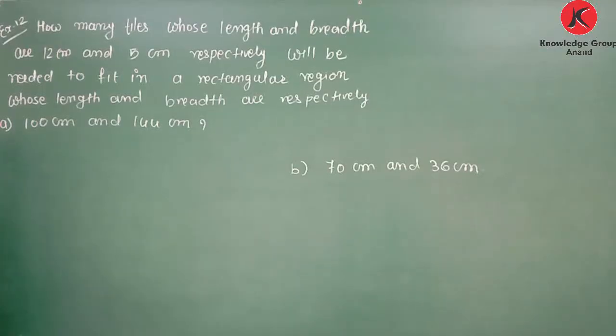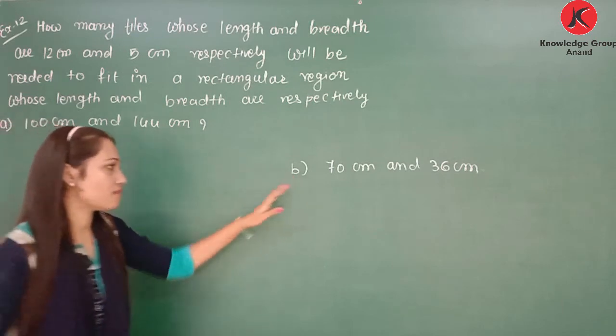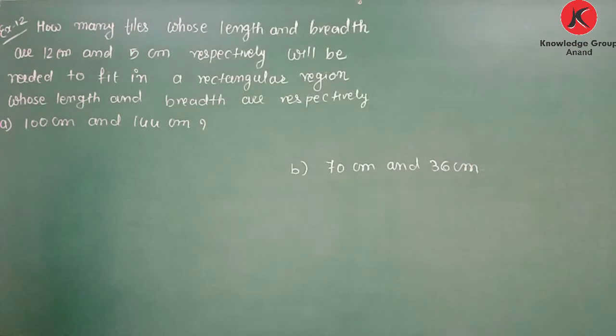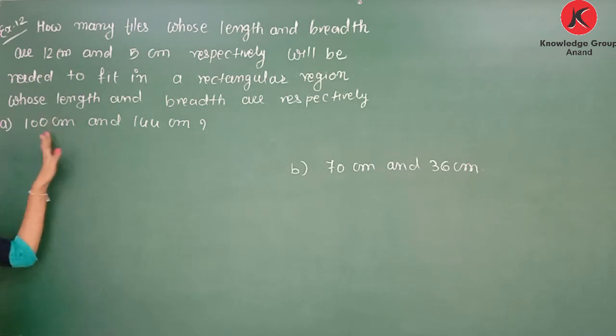Now next example: how many tiles whose length and breadth are 12 cm and 5 cm respectively will be needed to fit in a rectangular region whose length and breadth are respectively, for the first, 100 cm and 144 cm, and for the second, 70 cm and 36 cm. So what is the question? Here the measurements of tiles are given, the measurement of the region is given, and you need to find how many tiles are needed.